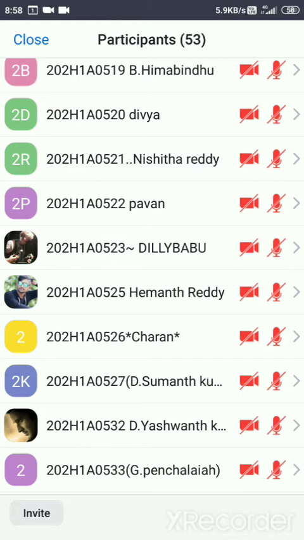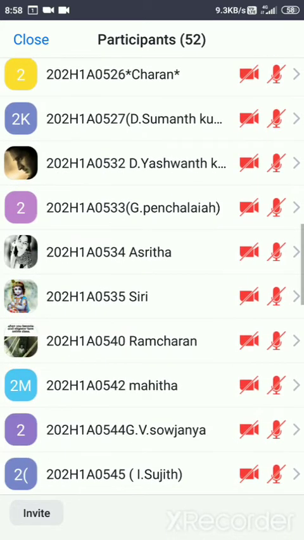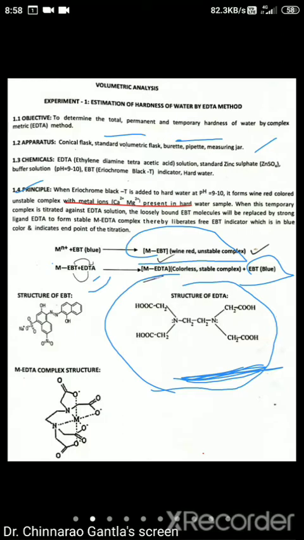Okay, the basic principle is that when Eriochrome Black T is added to hard water, a wine red color is formed with the metal ions Ca2+ and Mg2+. It is a temporary bond.